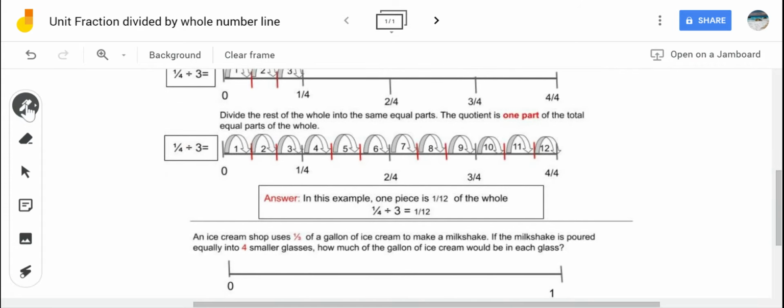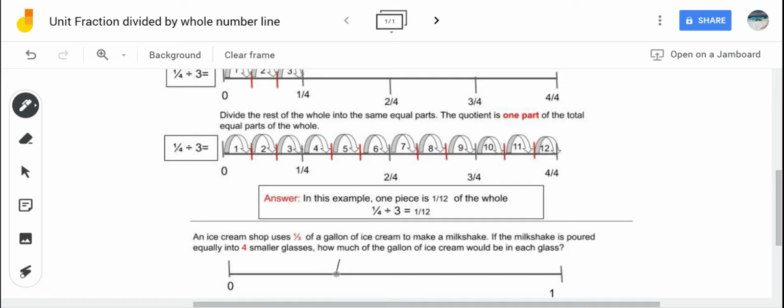We start with our number line, our whole, and we read the equation. An ice cream shop uses 1/3 of a gallon of ice cream to make a milkshake. If the milkshake is poured equally into 4 smaller glasses, how much of the gallon of ice cream will be in each glass? I look at the dividend's denominator to determine how many sections I need to split this whole into, and it's a total of 3 equal sections.